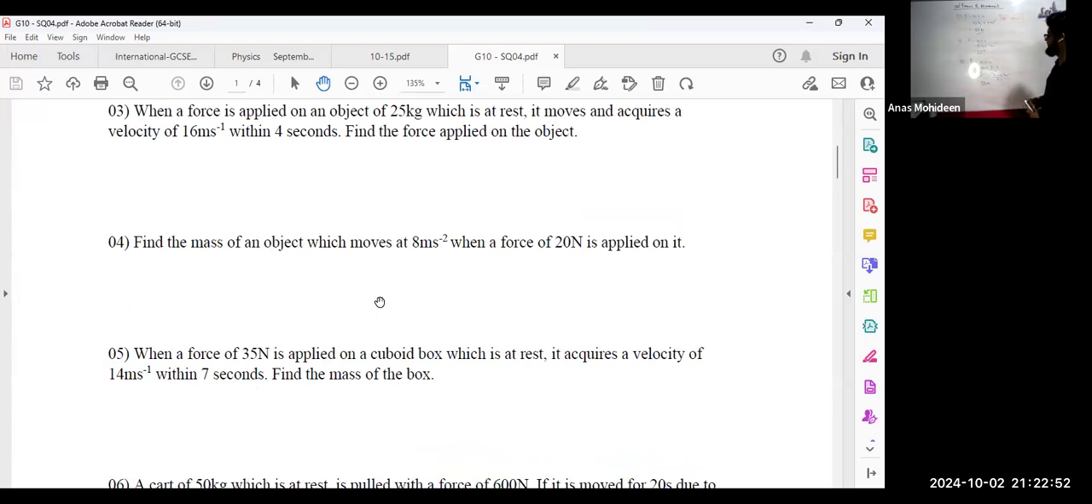Get the fourth question now. Question number 4. You can get the answers now.